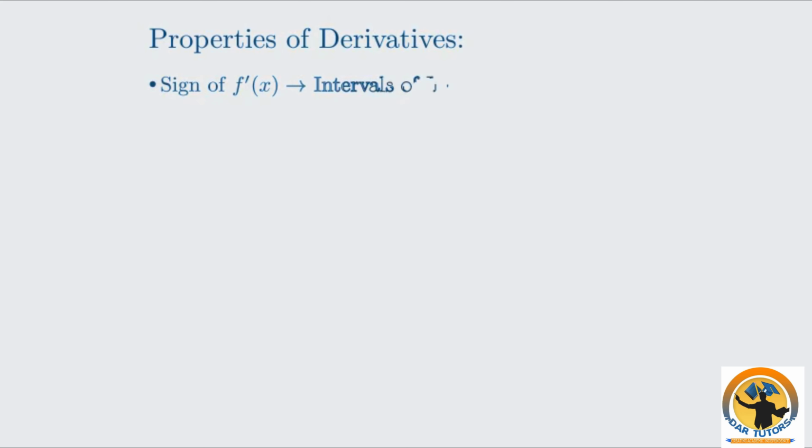First, the sign of the first derivative, f prime of x, tells us whether the original function f of x is increasing or decreasing. If f prime of x is positive, the function is increasing. If it's negative, the function is decreasing. Second, the zeros of the first derivative, where f prime of x equals 0, indicate the x-coordinates of stationary points. These are points where the tangent to the curve is horizontal.